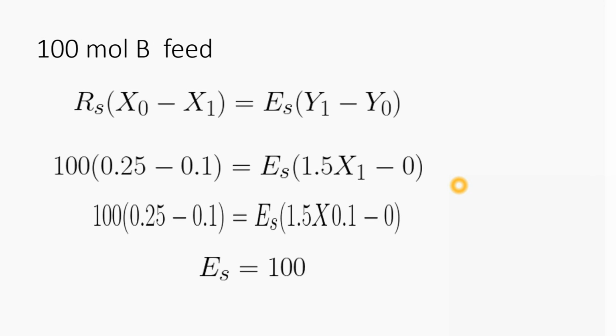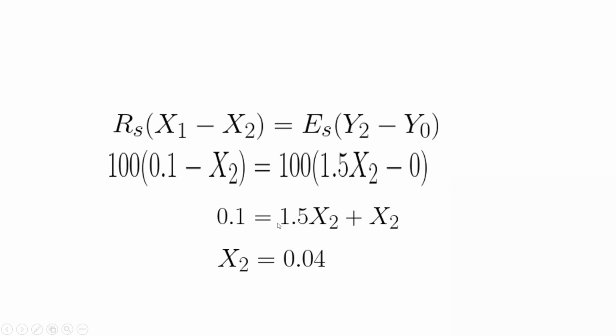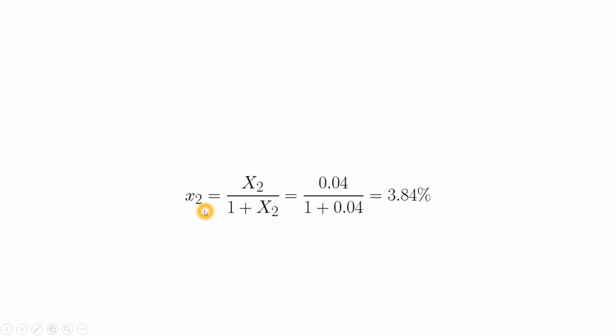From this we get X2 is equal to 0.04 moles of A per unit mole of B. So we will convert it to percentage, since they are asking for mole percent. We got 3.84%. This is the final answer.